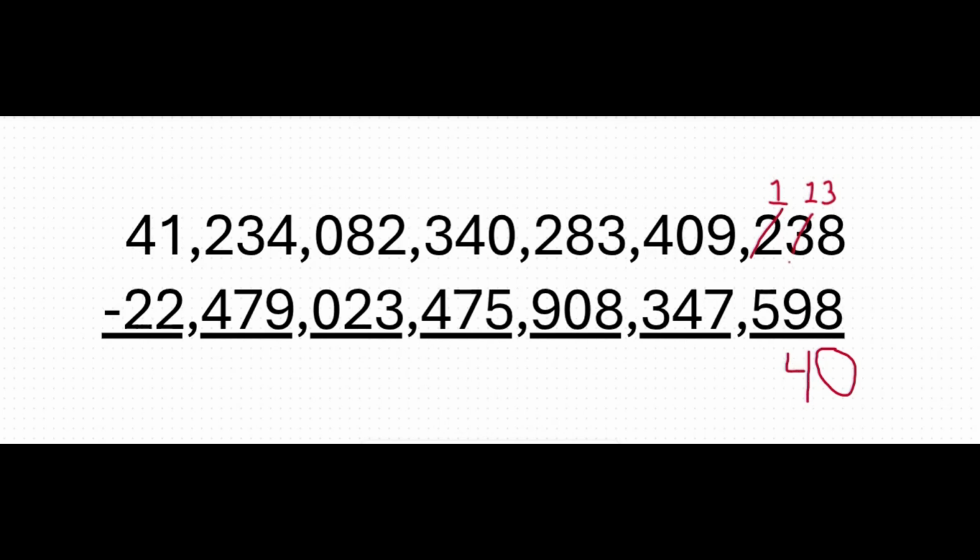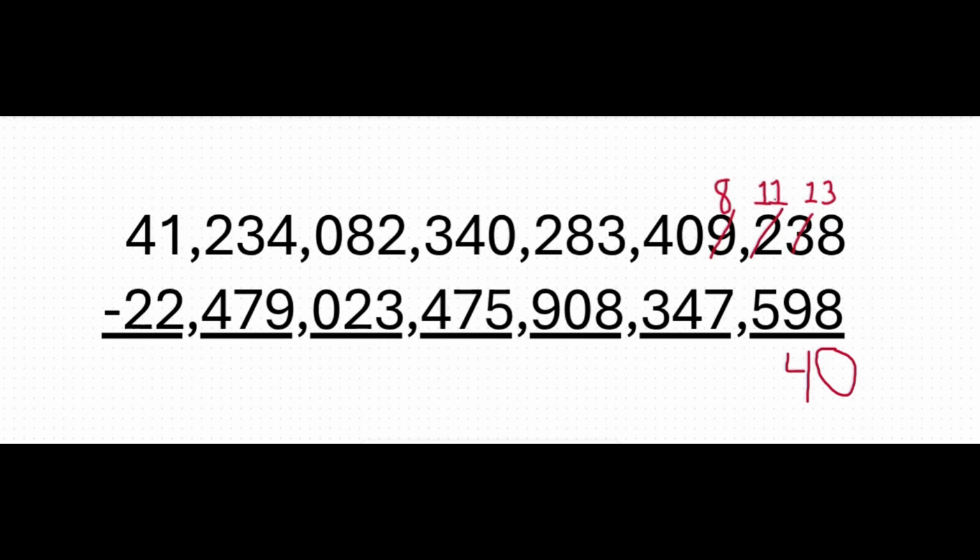Now moving on to our next column, we have 1 minus 5. Now be very careful. It does not say, class, 5 minus 1. It says 1 minus 5, which we cannot do because we cannot take away 5 from 1. So what we're going to do is regroup from this 9. It becomes an 8, and the 1 becomes an 11.